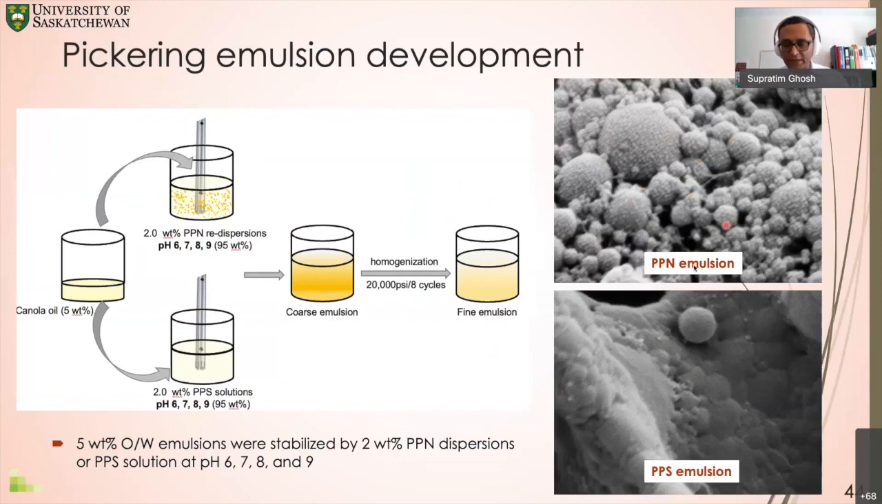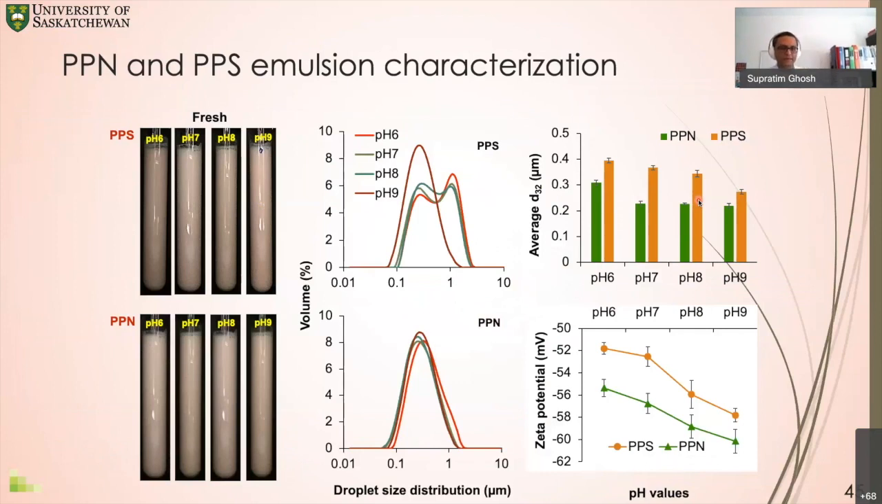This is the PPS, which is the soluble pea protein. Here you can see the droplets have a much smoother surface, but in the PPN they were coated with nanoparticles, and they were very different compared to the PPS emulsion. We did some analysis looking at their droplet size. You can see that the PPS emulsions were a little bigger than PPN.